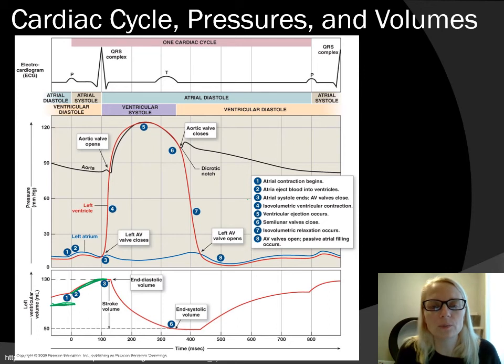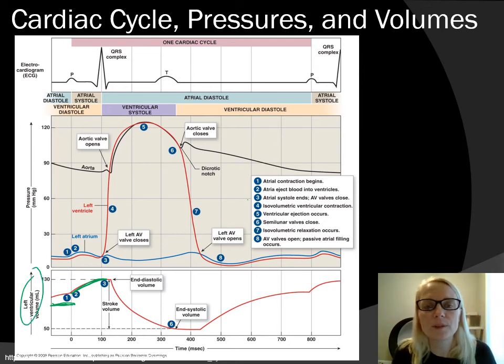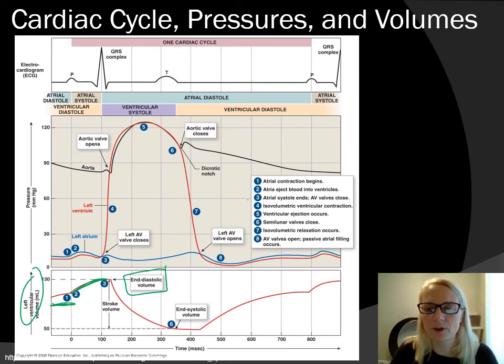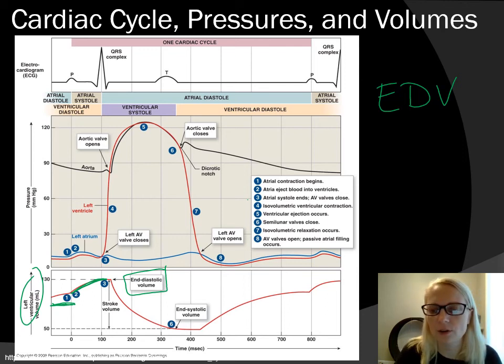So remember, this is ventricular volume. The volume in the ventricle is going to get that last squish of blood from the atrial contraction at the beginning of the heart cycle. And so now we're at our peak ventricular volume. We call this end diastolic volume, or EDV, the end of ventricular diastole. In this case, we're about 130 mils.